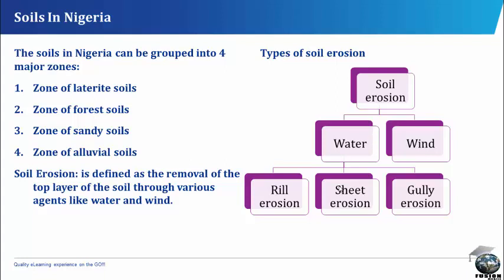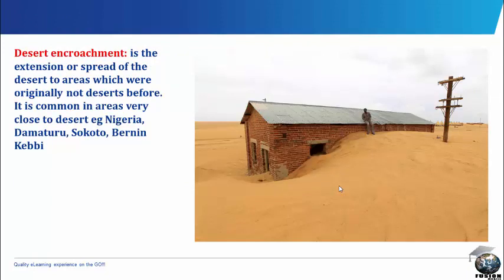For control: 1. Afforestation, 2. Reforestation, 3. Controlled grazing, 4. Contour plowing, 5. Cover cropping, 6. Terracing, and so on. Desert encroachment. This is the extension or spread of the desert to areas which were originally not deserts before. It is common in areas very close to desert, example Damaturu, Sokoto, Kebbi.